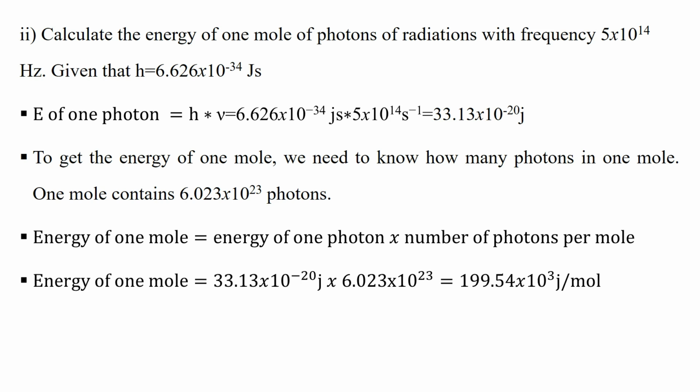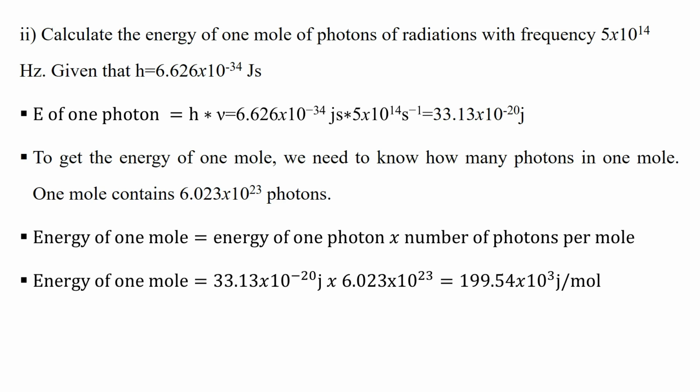We need to calculate the energy of 1 mole of photons with a given frequency. First, we can calculate the energy of 1 photon. The energy of 1 photon is equal to the Planck constant times the frequency. Then we get the energy of 1 photon in joules, which is equal to 33.13 times 10 power negative 20 joule.